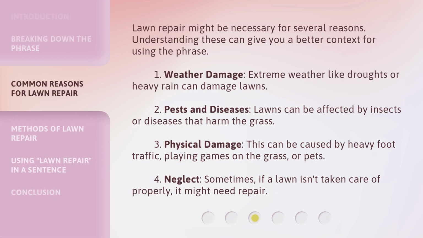Lawn repair might be necessary for several reasons. Understanding these can give you a better context for using the phrase. 1. Weather damage. Extreme weather like droughts or heavy rain can damage lawns. 2. Pests and diseases. Lawns can be affected by insects or diseases that harm the grass. 3. Physical damage. This can be caused by heavy foot traffic, playing games on the grass, or pets. 4. Neglect. Sometimes, if a lawn isn't taken care of properly, it might need repair.